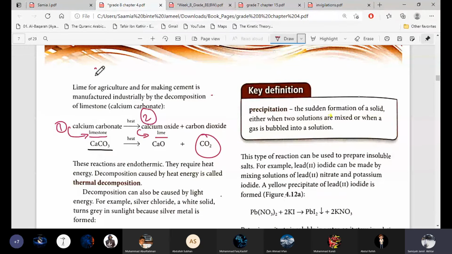Number two. And number three, lime water. What is lime water?